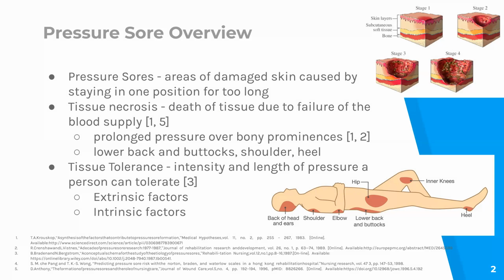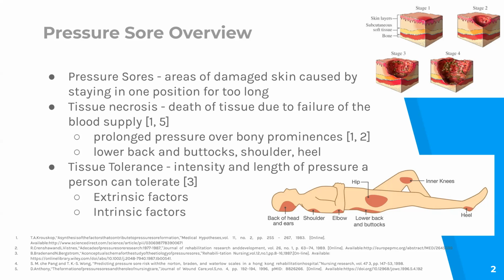As shown in the later stages of pressure sores, it can cause severe tissue death that can go very deep, enough to reach bone. A more technical term to describe the process of pressure sore formation is called tissue necrosis, which basically just means death of tissue due to failure of blood supply. Pressure sores are more typical in parts of the body that are over bony areas, such as the heel, shoulder, and lower back and buttocks area, seen in the image at the bottom.